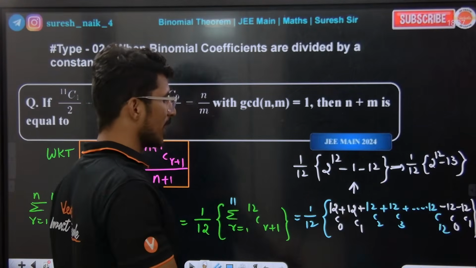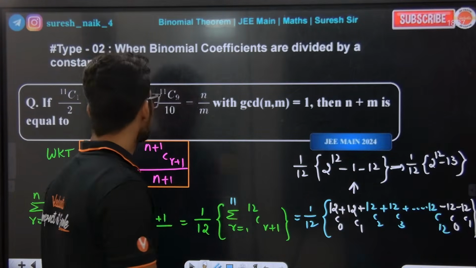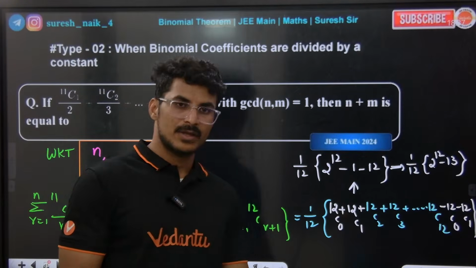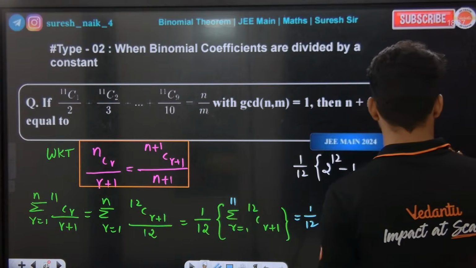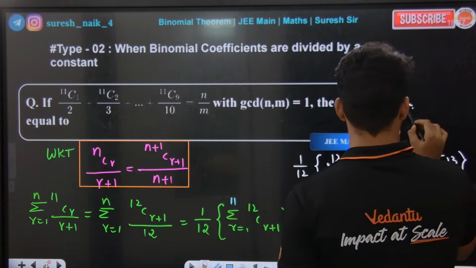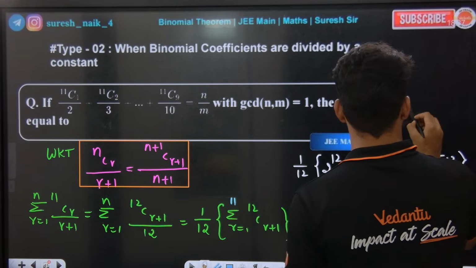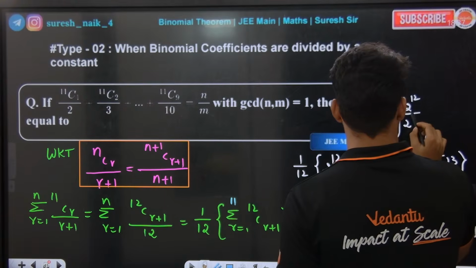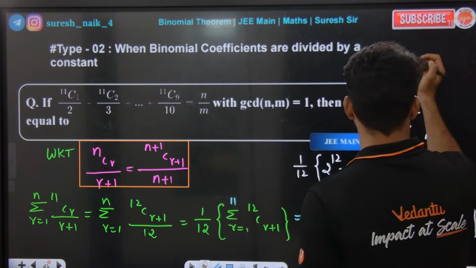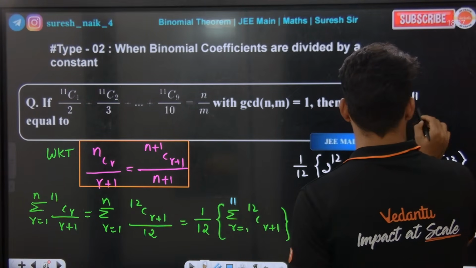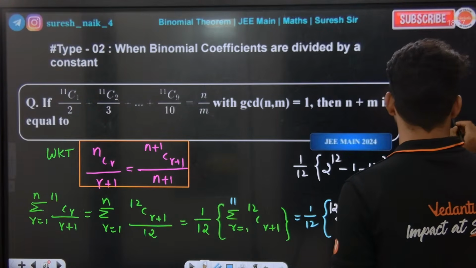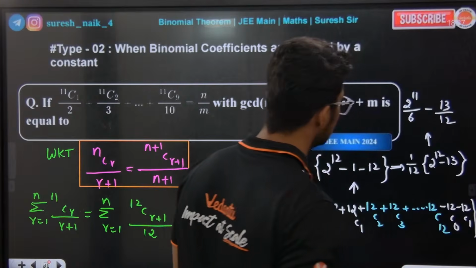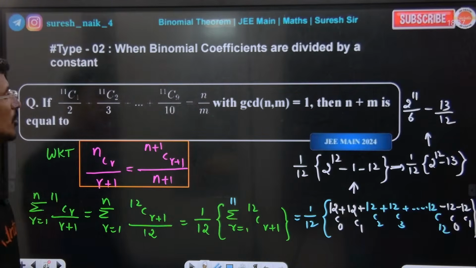So now this is what I got, and if I just do this and equate with n by n, what I am going to get? Tell me. So 2 power of 11. Is it 2 power of 12, right? 2 power of 12 means what? So 2 power of 11 by 6, 2 power of 11 by 6 minus 13 by 12. Simplify this, you need to equate it n by n.